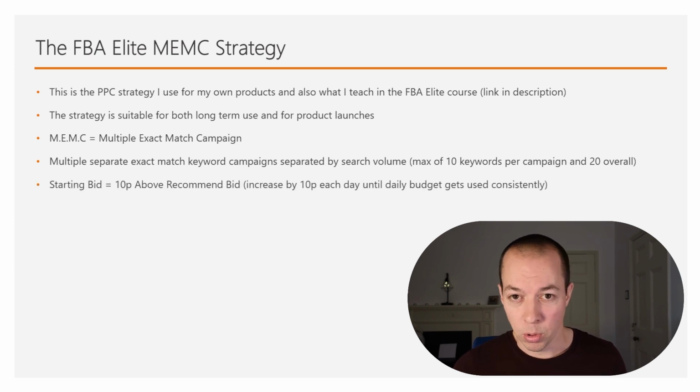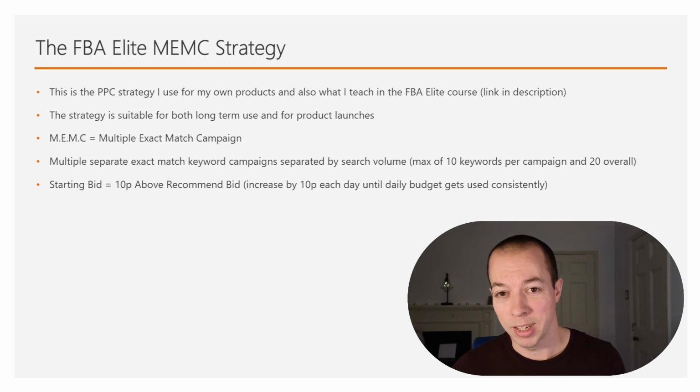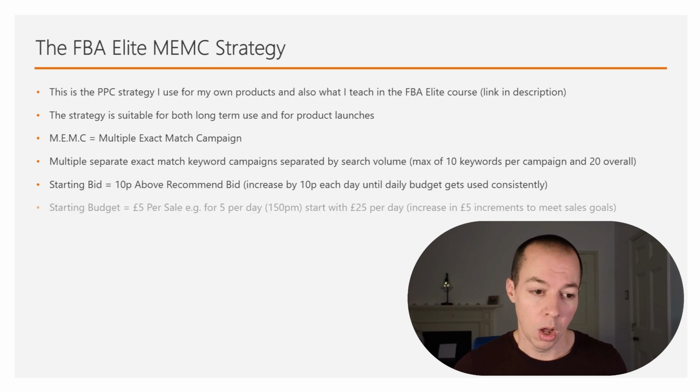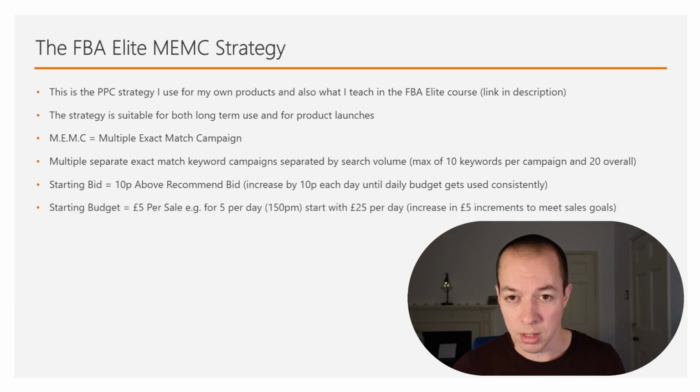Now, as a starting point, I'm just going to give you some general guidelines, but feel free to tweak these as you see fit. I would say start with a bid that is 10p above the Amazon recommended bid for each keyword. And that's going to become clearer at the end of this video. When we set up that campaign, you'll see exactly what I mean. And your starting budget for your campaign overall should be £5 per sale.